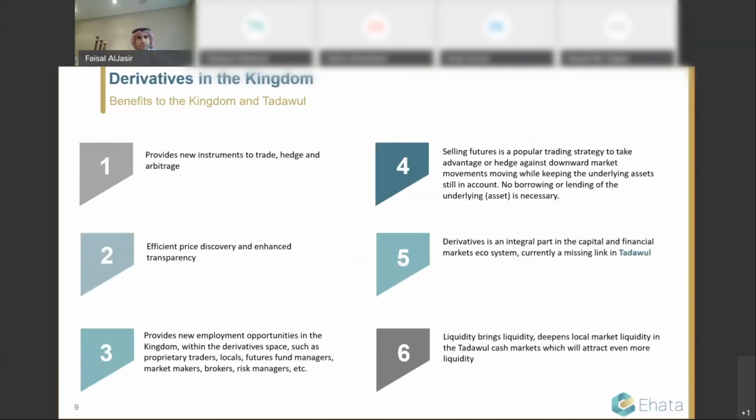So, benefits to the kingdom and Tadawul. I would start here with: it does provide new instruments to trade, hedge, and arbitrage. And I would stop at this point basically just to see who typically trades derivatives.